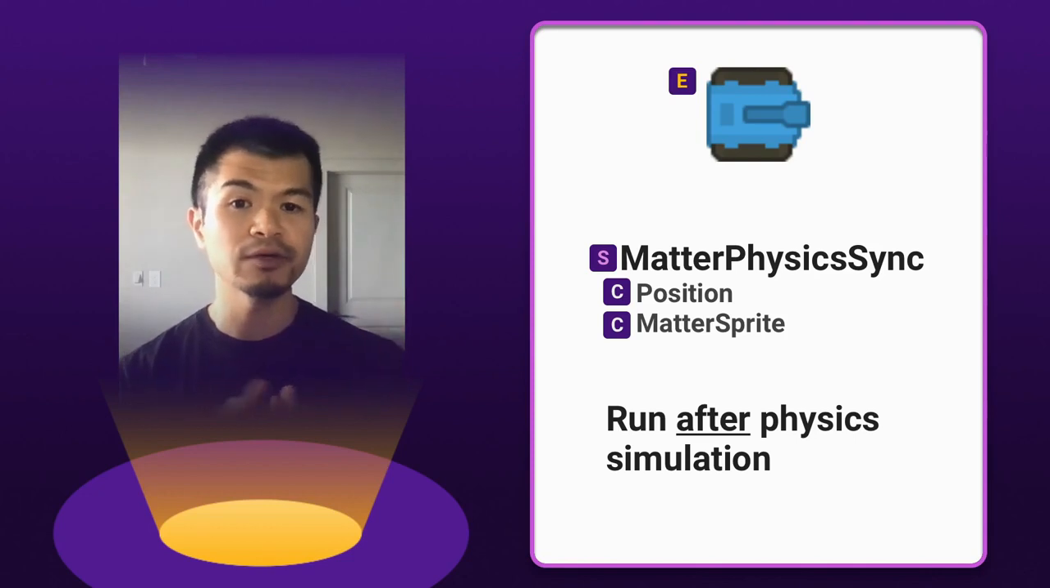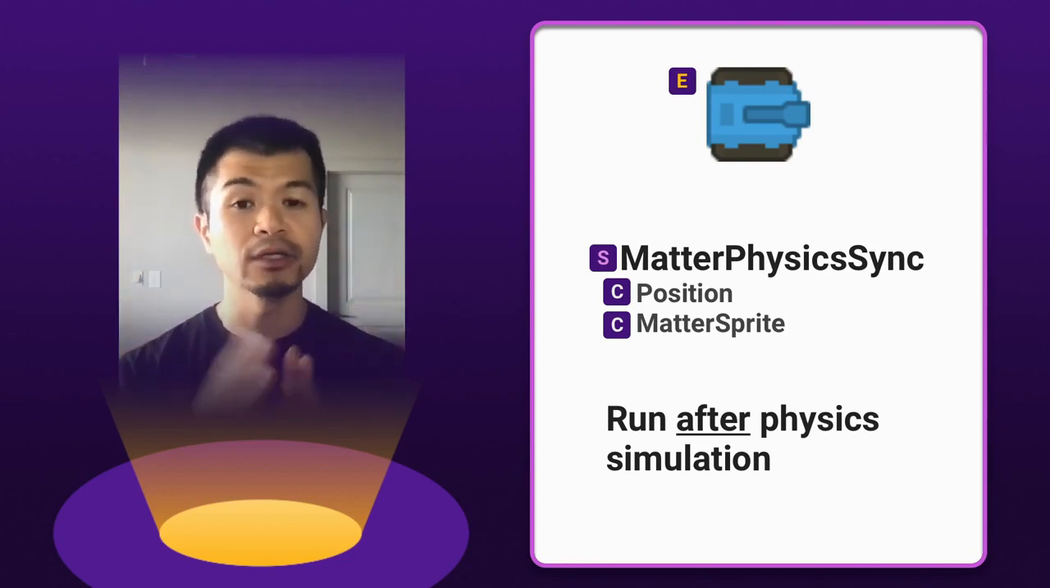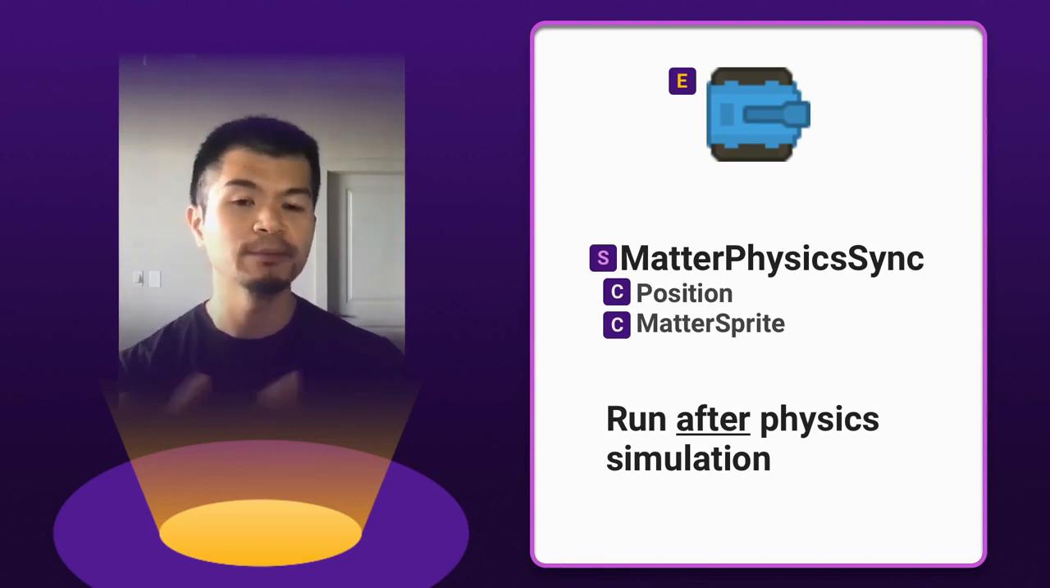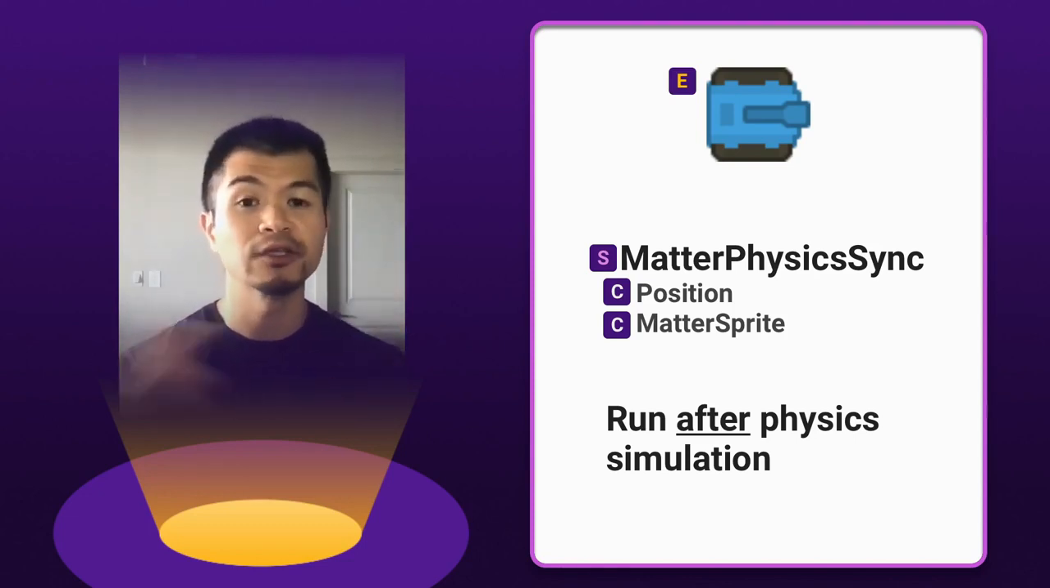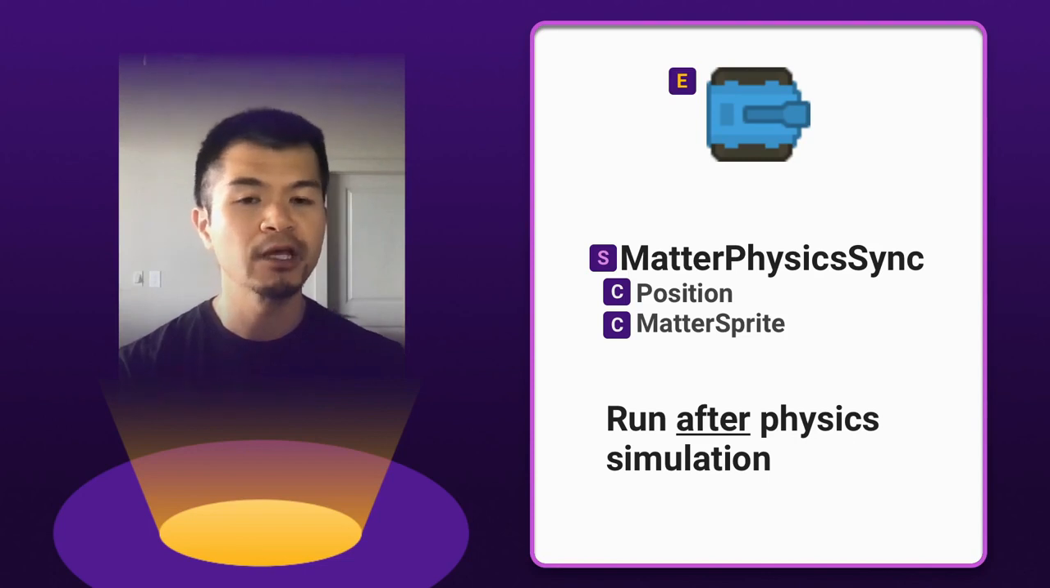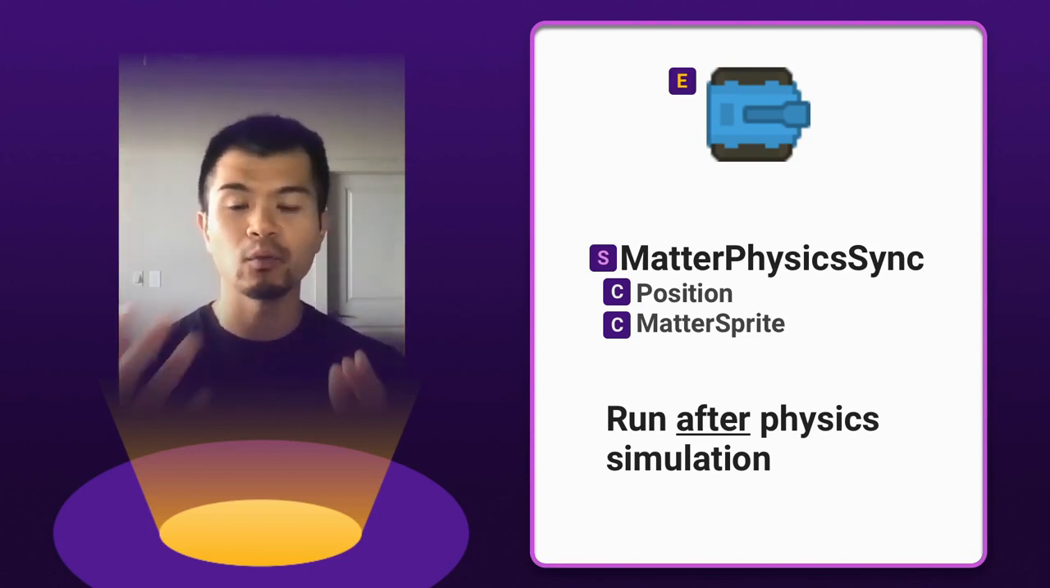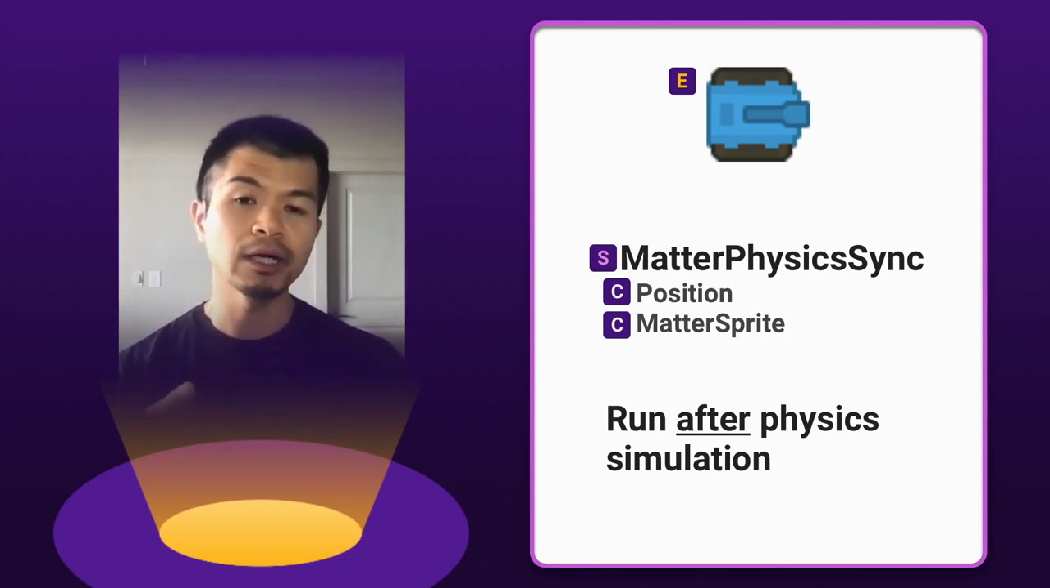So in Phaser 3, there is an after update event that you can listen to. This may actually be a Matter.js event that Phaser is passing along to us. So we can register that on the Matter world, and then when that fires, we're going to update our Matter physics sync system. Now let's see how that works in code.